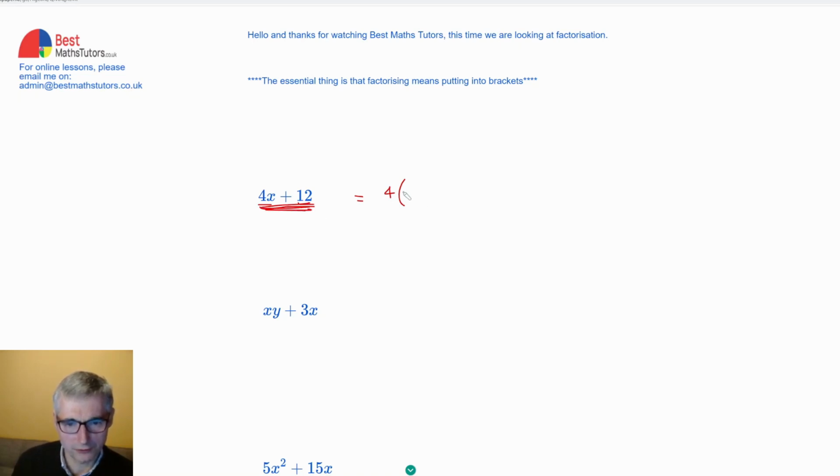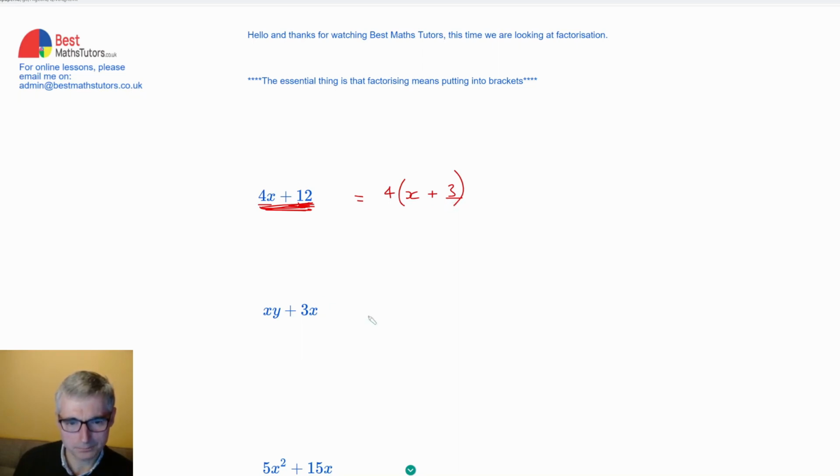So we can see that the first thing that we'd have to put in that bracket is x, because 4 times x would give me 4x. And then we also need to find what we could put in the second part of the bracket to give us 12 if we multiplied it by 4. And we can see that what we'd have to do is put a plus 3 there, because if I times plus 3 by 4, I would get plus 12. So that's our answer, 4 times the bracket, and the bracket includes x plus 3.